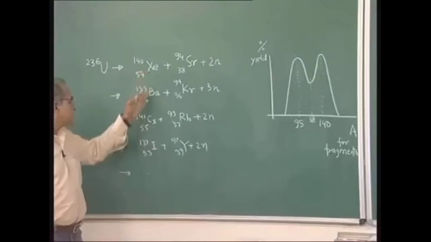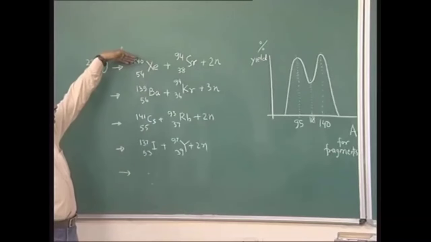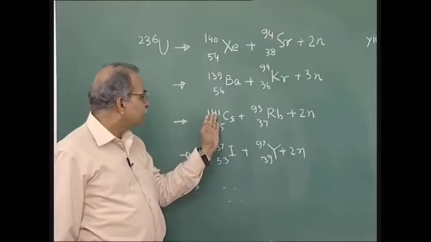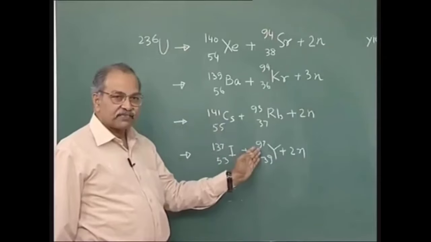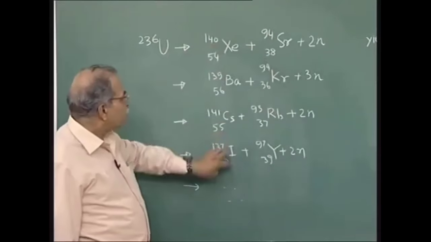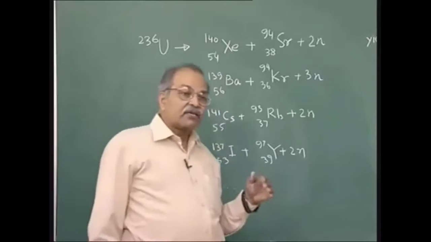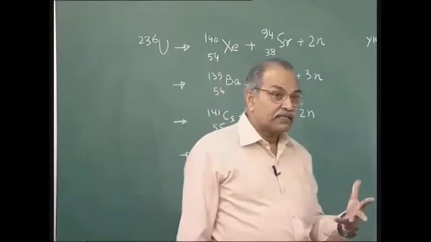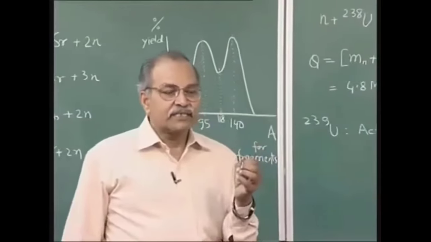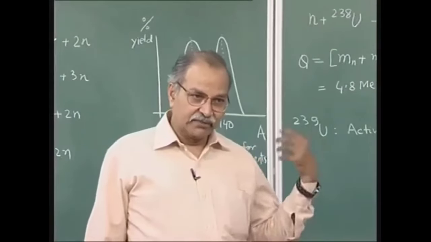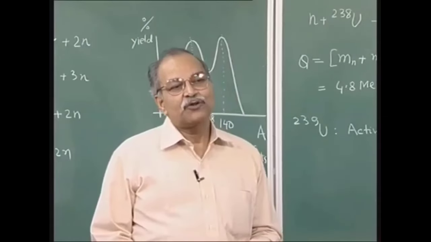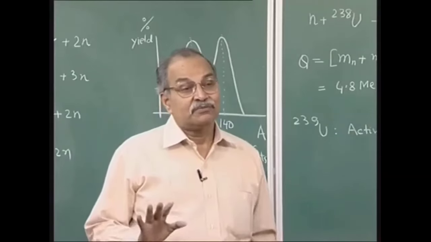The reactions that we have written here, you can see that this is 140 and 94, 139 and 94, 140, 93, 137, 97, and so on. So, one fragment is around 95 and another fragment is around 140. Those reactions are much more probable than the reaction in which the original nucleus splits in two equal parts. This asymmetric distribution is one aspect or one characteristic which liquid drop model is not able to explain.